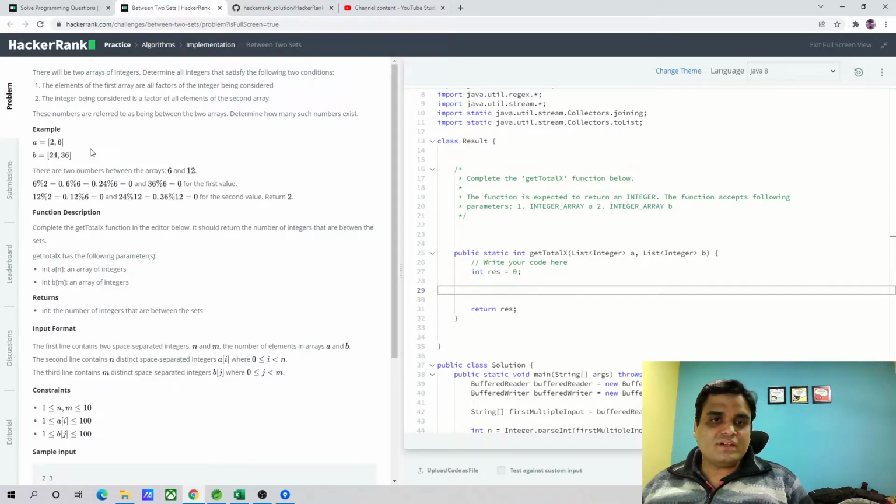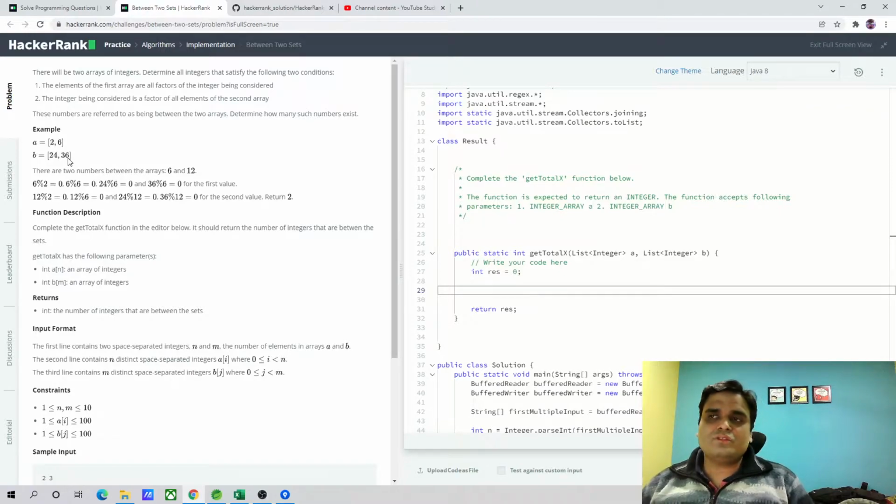So what we are trying to find is, from a list of numbers provided, the least common multiple. In mathematics, we have already studied the LCM, right? And once those numbers are identified, we take each number and check whether it divides the elements 24 and 36.